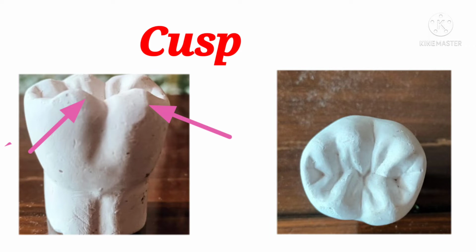Premolars generally have two cusps, with an exception of mandibular second premolar, which frequently has three cusps, and premolars are therefore also called bicuspids. Maxillary and mandibular first molars have 5 cusps, while the other molars generally have 4 cusps.